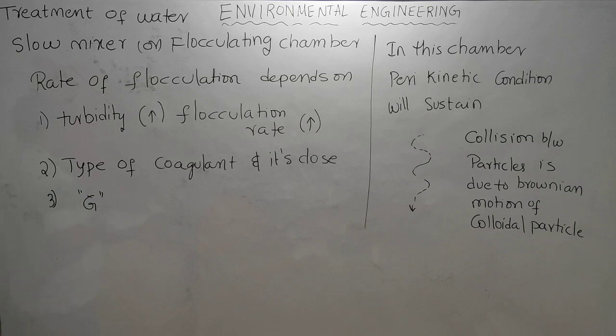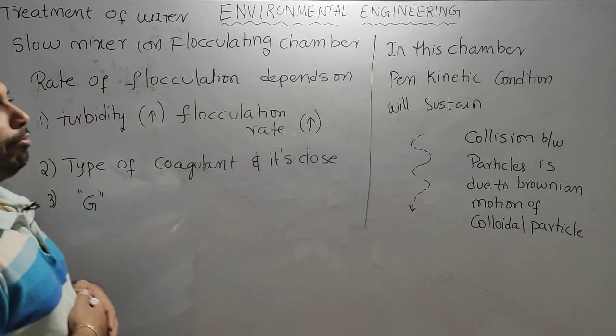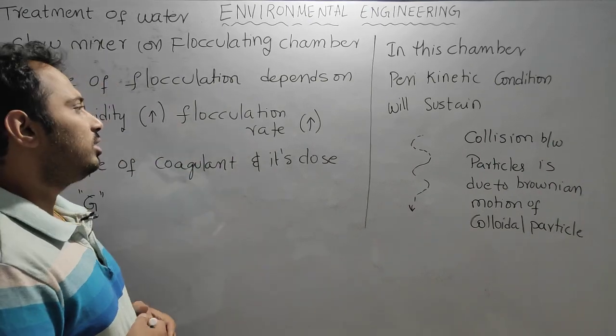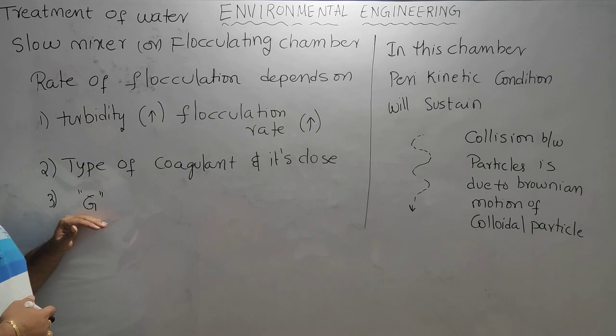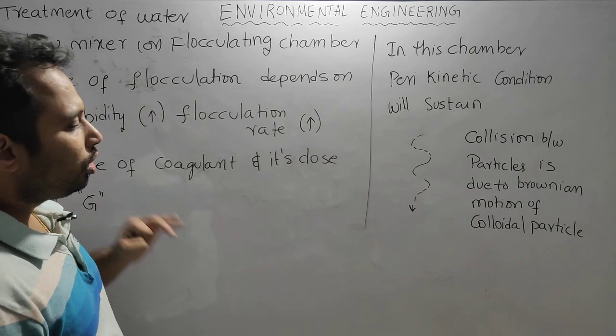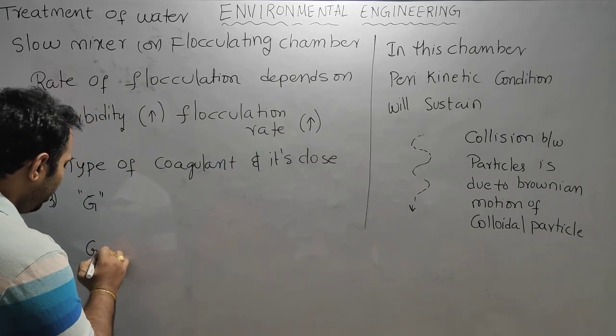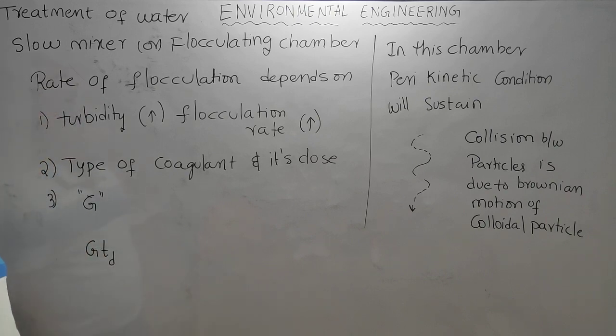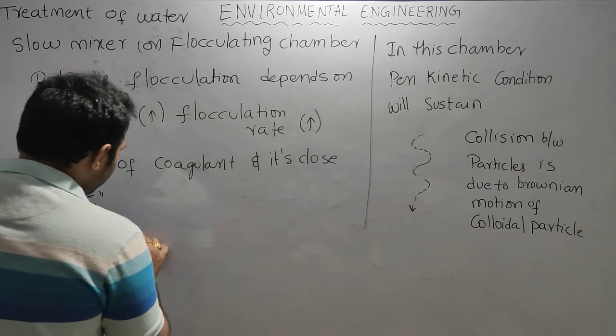So here there is a dimensionless number that affects the slow mixing. See, G has a unit of second inverse. So G into TD. Here TD is the time of mixing, or detention time in the slow mixing chamber. So G into TD is a dimensionless number.